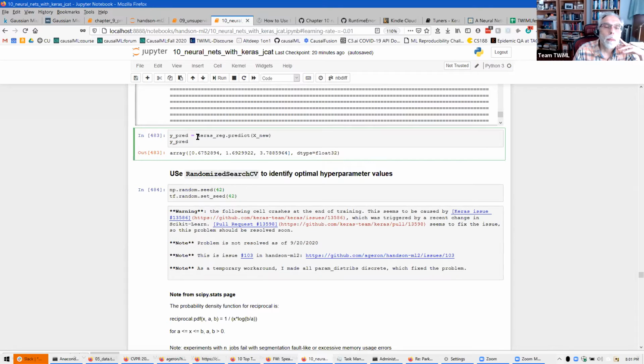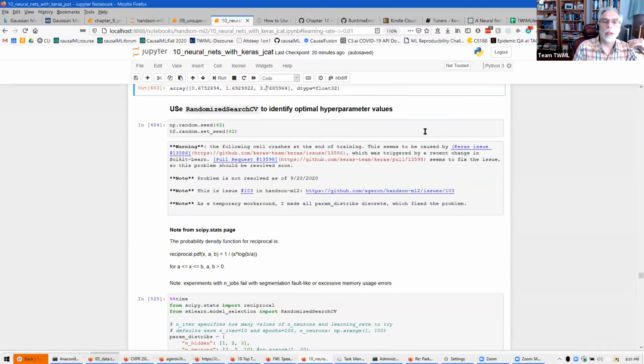And this is just to show, remember we had that X_new, the set of 3 data points that we could then predict on. So these are the predicted housing prices, in hundreds of thousands of dollars, for those 3 houses.